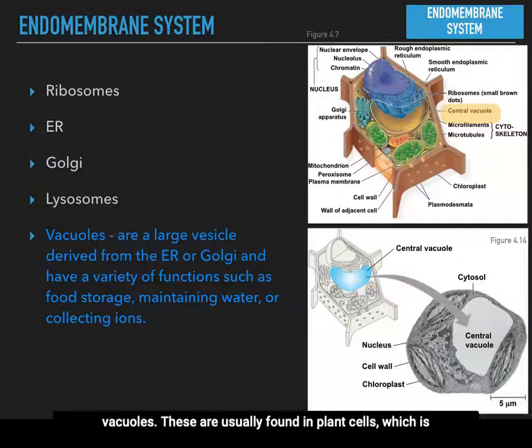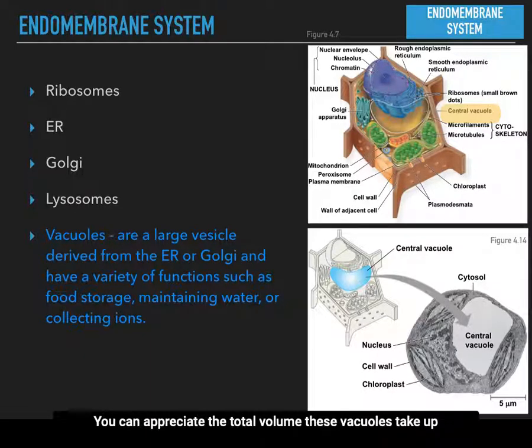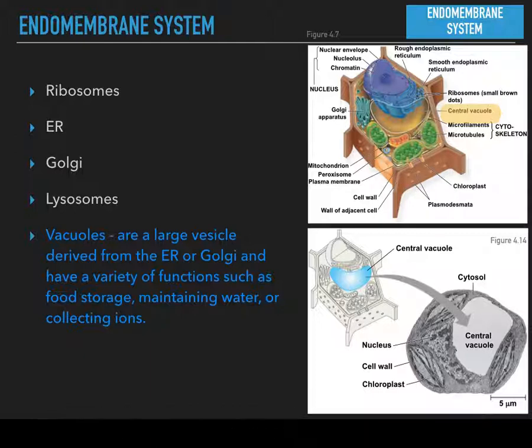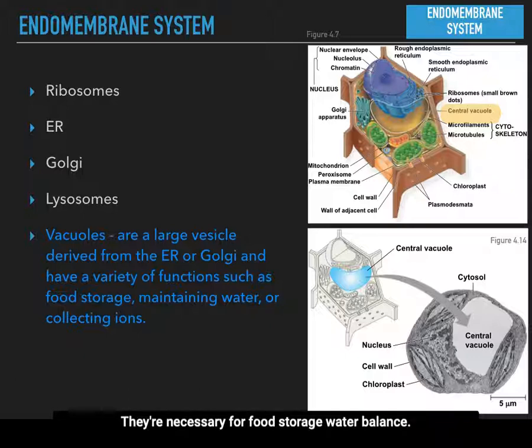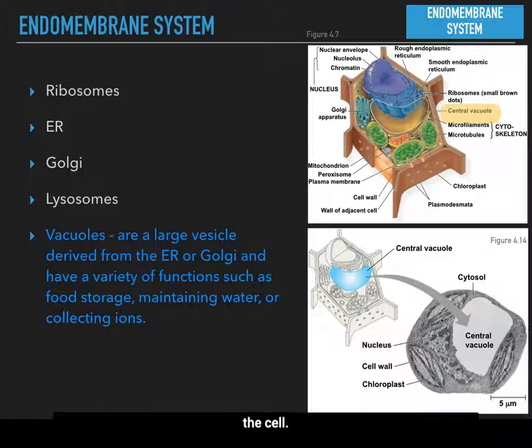These are usually found in plant cells, which is shown in the image on the top right. In the image on the bottom right, you can observe the central vacuole and the EM of the central vacuole. You can appreciate the total volume these vacuoles take up in a plant cell. They are large vesicles that originated either from the ER or the Golgi. They're necessary for food storage, water balance, ion balance, and this maintains all of these balances for the cell.